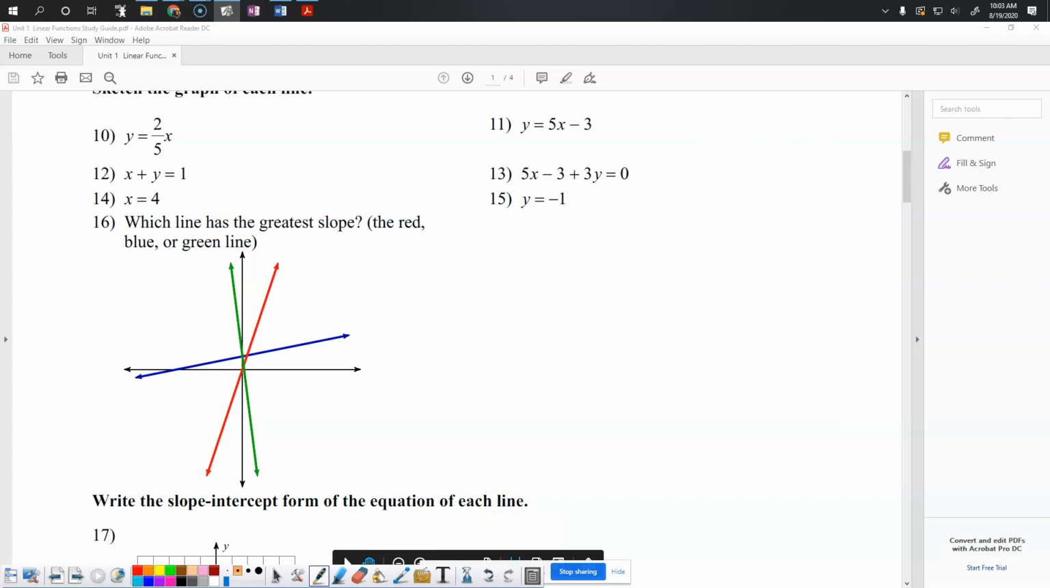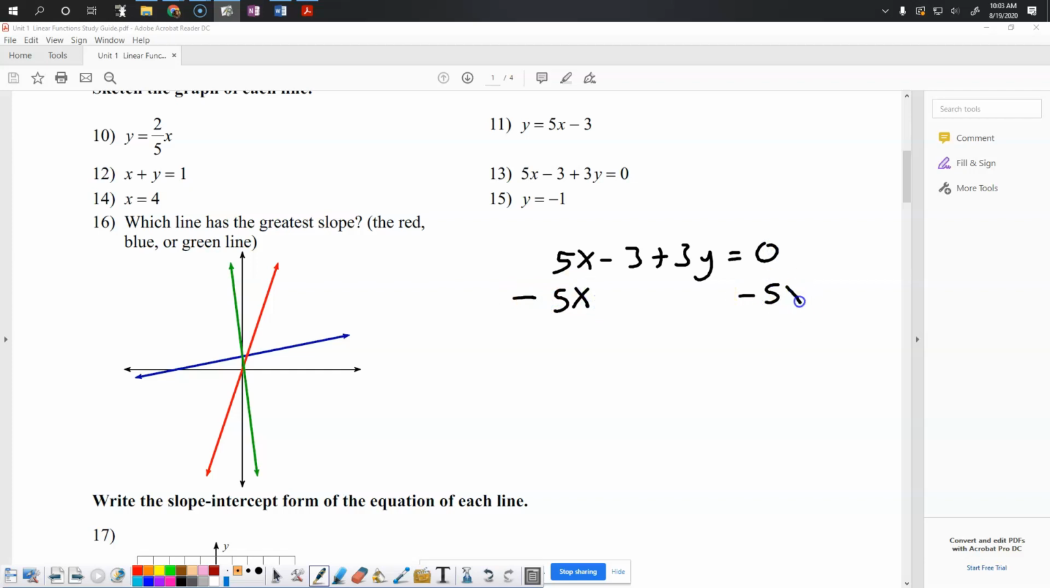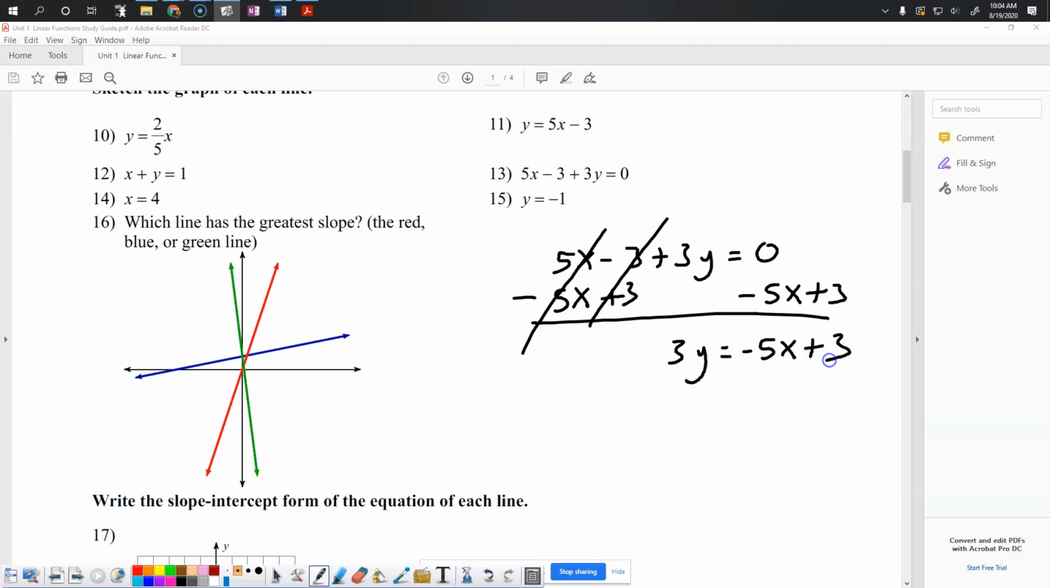Let's take a look at number 13. Same thing as number 12. We need to get the y by itself. So if I wanted to get the y by itself, we have a little bit more work on this one. The first thing we need to do is move the 5x to the other side. So that takes care of the 5x. We also need to get rid of this 3. So now I've got this. The next thing we do is get rid of the 3 in front of the y. The way you're going to do that is by dividing everything by the 3. And now we have the following equation.